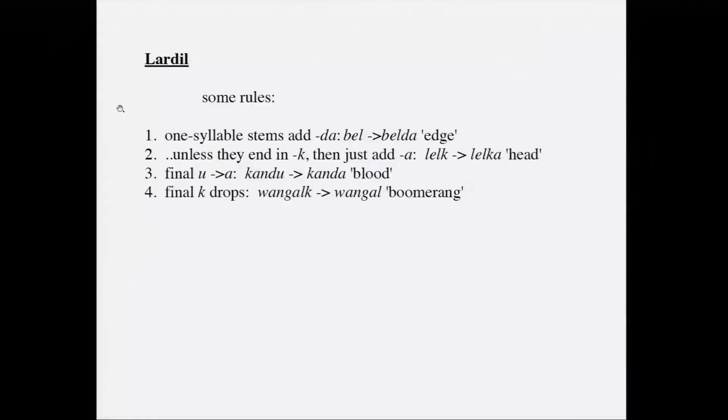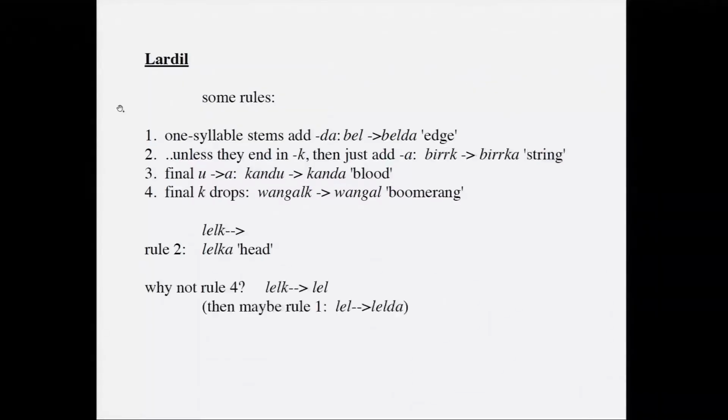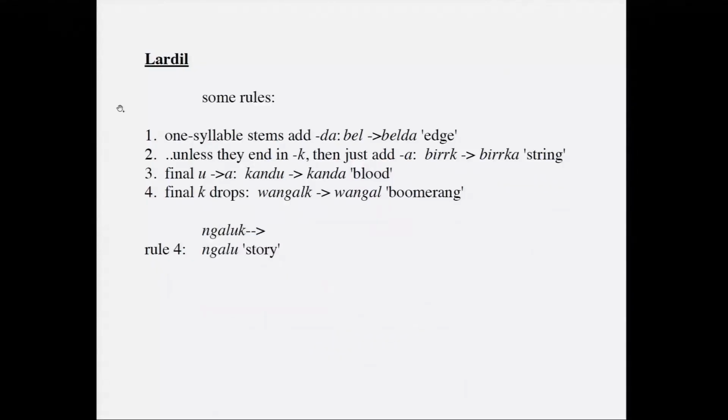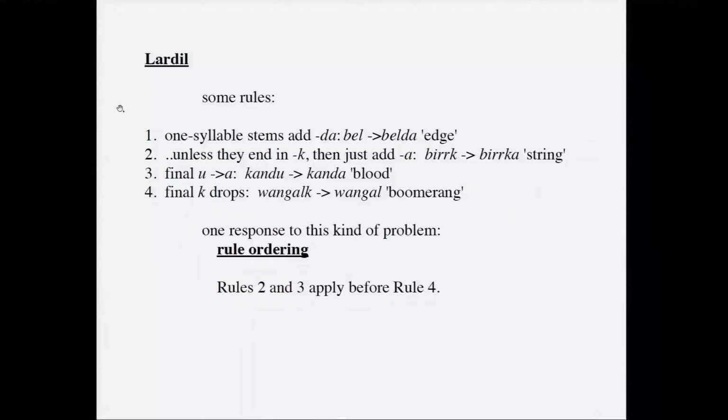So here are some of the rules. The word for head starts off as lelk, and we add a because of rule 2, so we get lelka. But this is the kind of thing we're asking. You start with lelk, why don't you apply rule 4 to get lel, and then maybe rule 1, so you'd get lelda? Or you start with ngaluk, you apply rule 4, so you get ngalu. Why don't you then apply rule 3 to get ngala? These are the kinds of questions that we're asking.